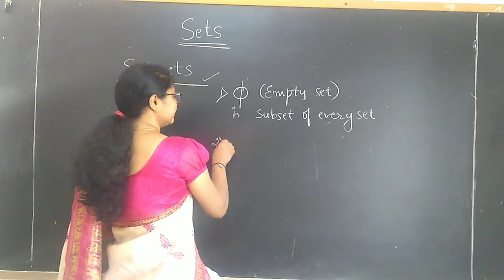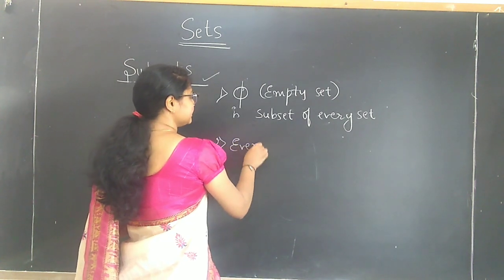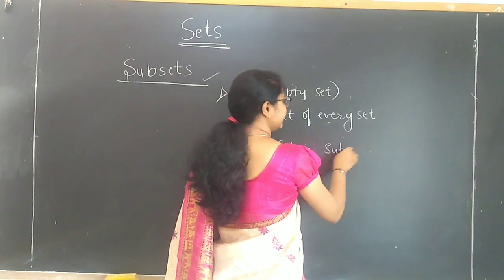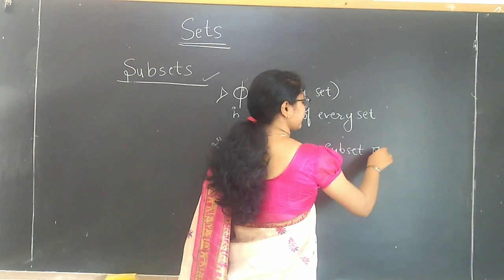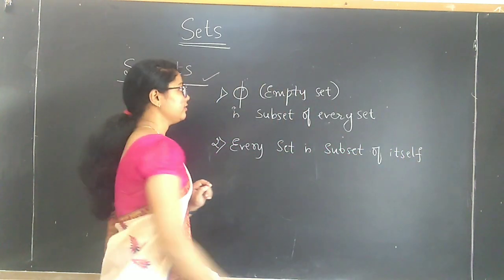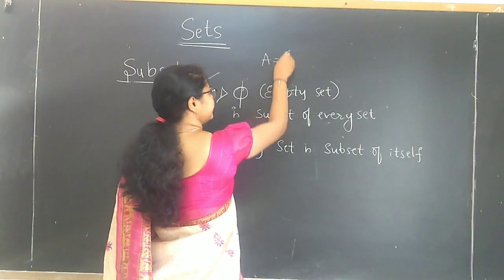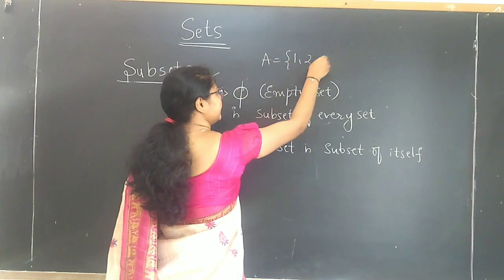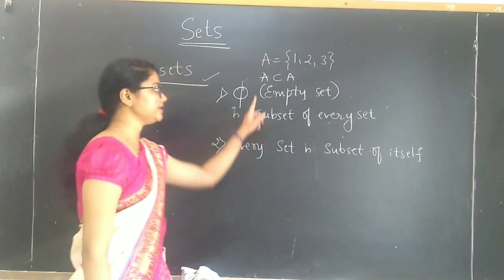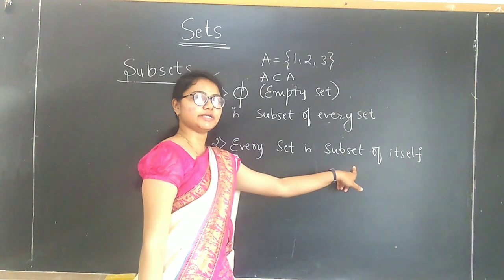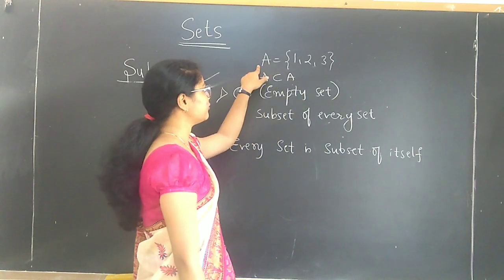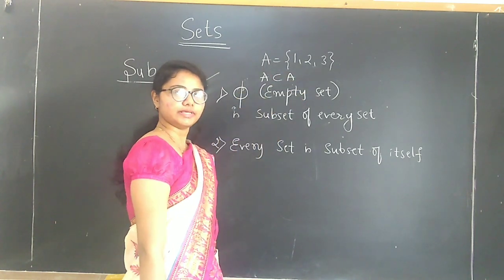Second, every set is subset of itself. For example, if you take A is a set with the elements 1, 2, 3, then you can write A is subset of A. This means what? Every set is subset of itself. 1, 2, 3 elements will be there in A also. Therefore, A can be subset of A.